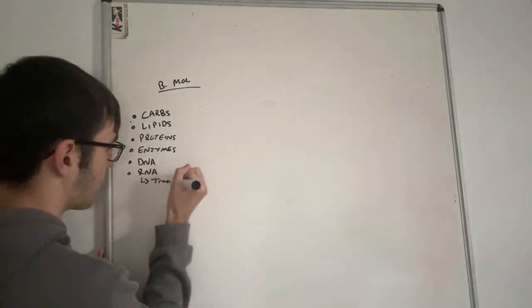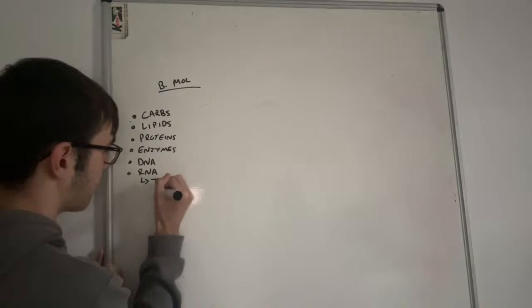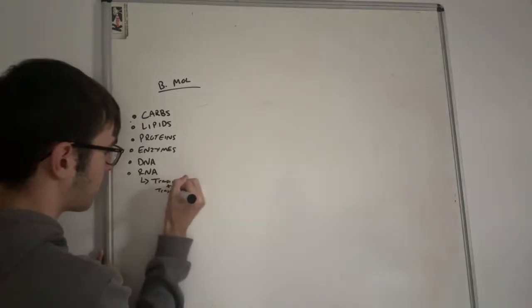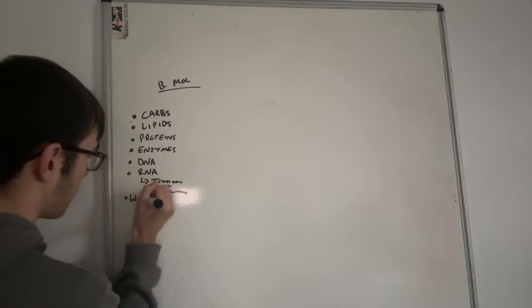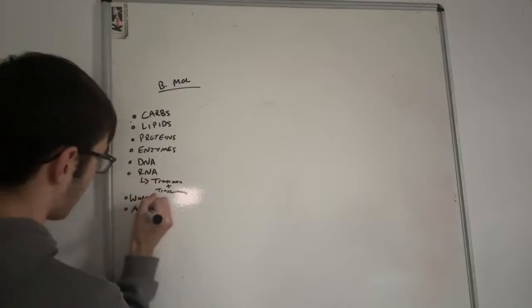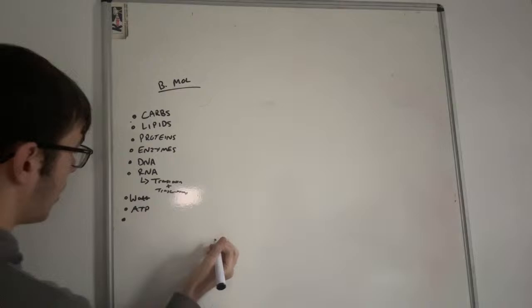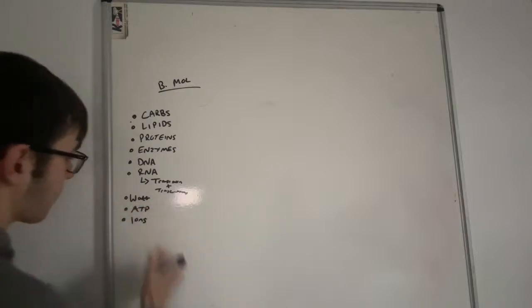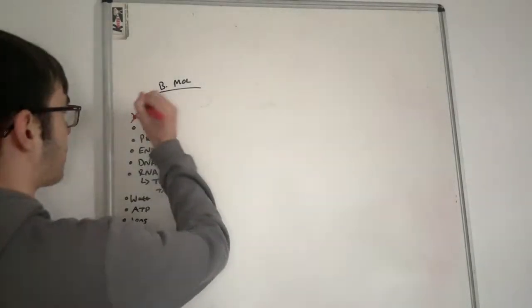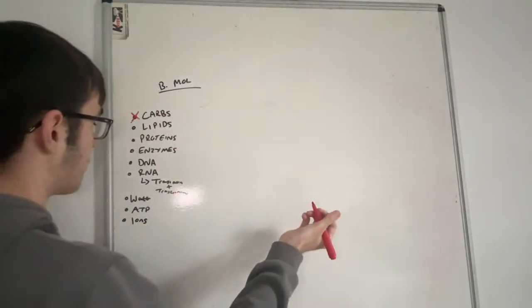translation. And that'll be its whole other stream. Translation and transcription. Water. ATP, which I've already done a stream on, and ions. So, looking at it this way, we have just spent half an hour doing focus revision on carbohydrates. We can cross that one off. We have done a stream on ATP already, so we only have these left to do.